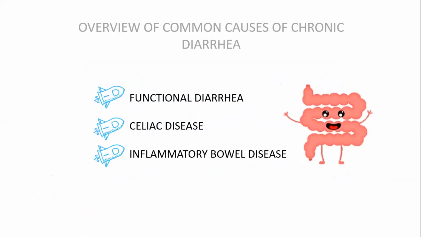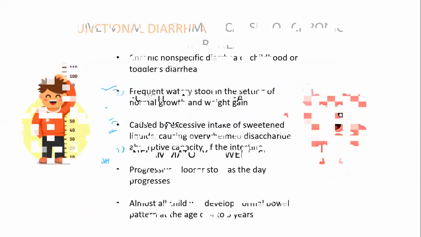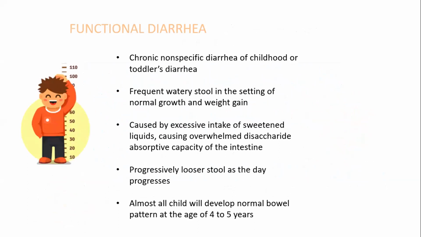Then this is the last part of my presentation: an overview of the common causes of chronic diarrhea. I'm going to talk about 2 diseases: functional diarrhea, and celiac disease and IBD. The first, functional diarrhea, is chronic non-specific diarrhea of childhood or toddler diarrhea. In functional diarrhea, the patient will have frequent watery stool, but this is what I want you to remember: they will have normal growth and weight gain. Functional diarrhea will not affect your growth parameters.